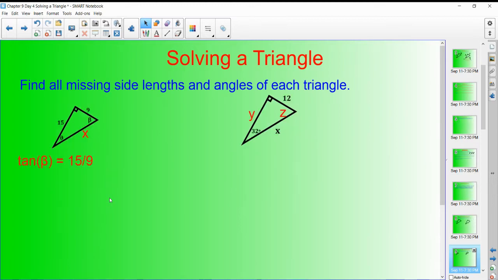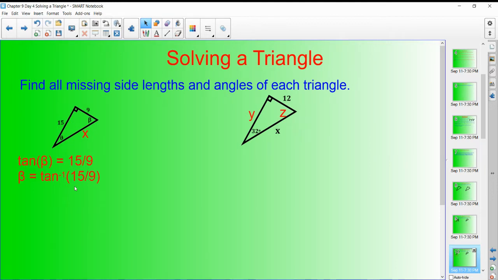So let's go take a look. Okay, for this left triangle, I want to find beta, the angle beta first. So I've got the opposite, the adjacent, the hypotenuse, and I need to use the tan ratio. This was the same one for our warm-up, just now we're going to solve for beta. So we're going to take the inverse tangent of the ratio.